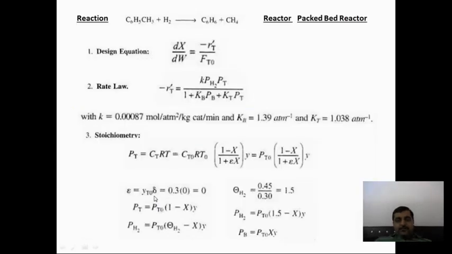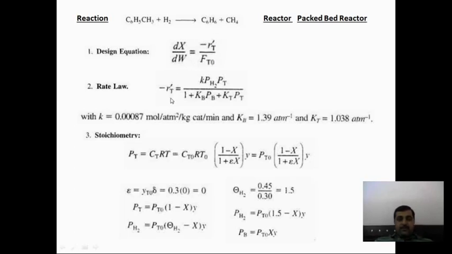Let's go on. As our usual procedure, we write the reaction first, which is hydrodemethylation of toluene. The reactor is a packed bed. For a packed bed reactor, this is the design equation which we have. To solve this equation, we need Polymath, a differential equation solver. What we need is r_T prime.